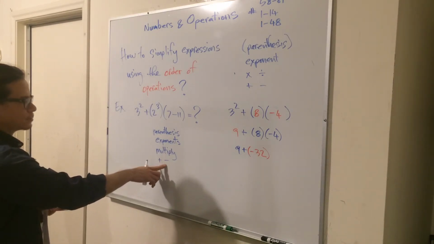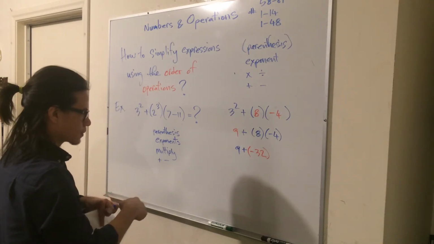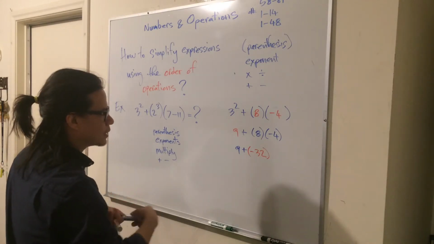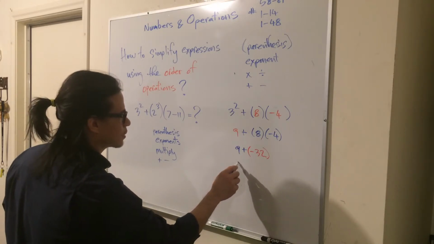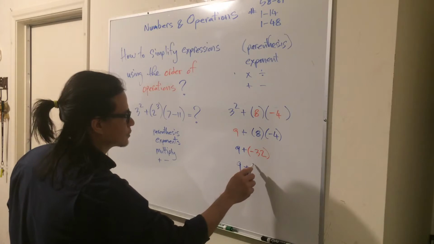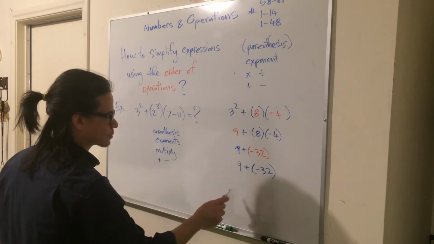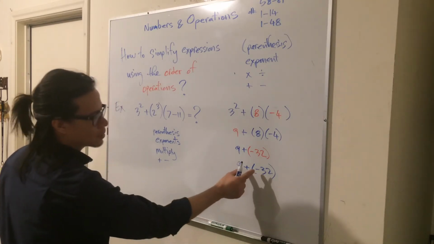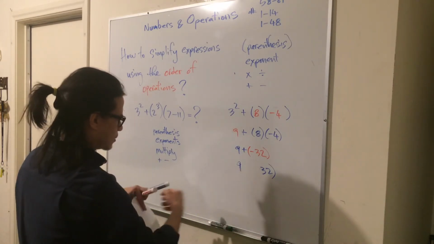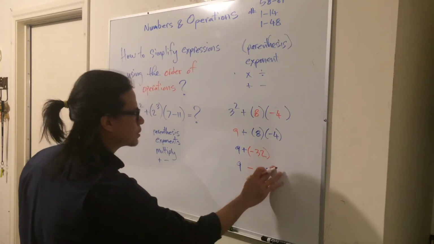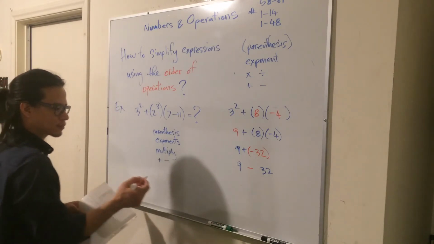Last, we add or subtract. Okay, so in this case, we have add. So you have 9 plus negative 32. Okay. So remember, if you have plus and then minus next to each other, it becomes minus. So simply put, you can say this is going to be 9 minus 32.